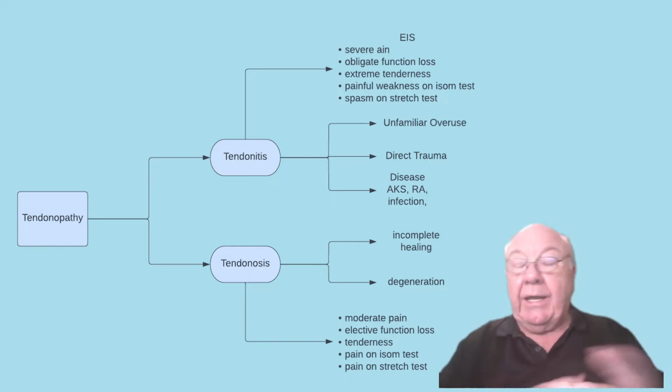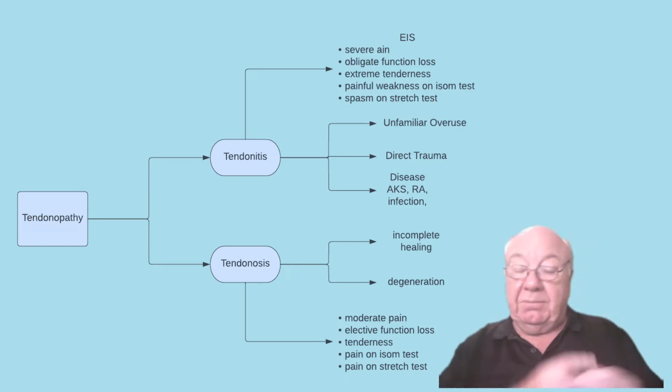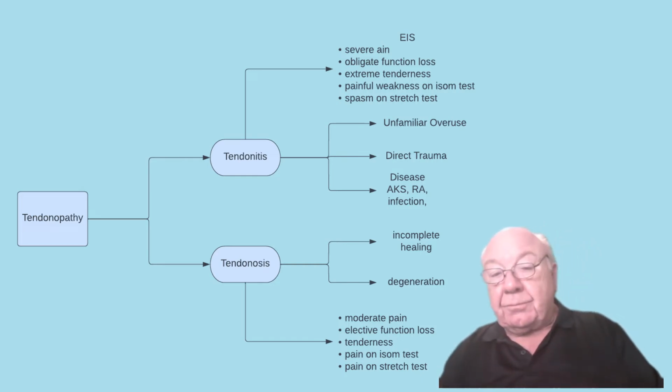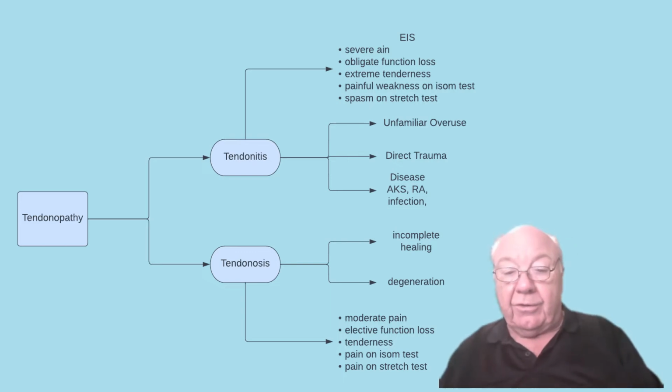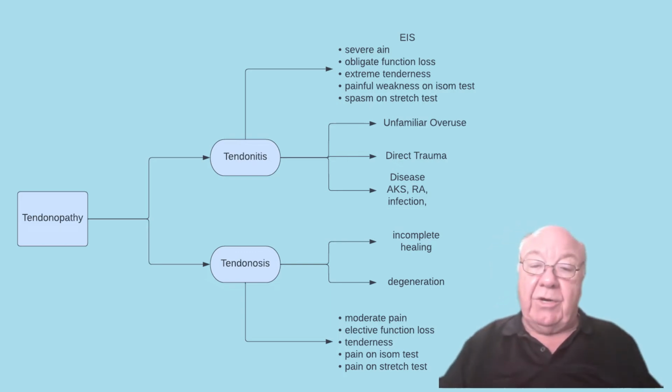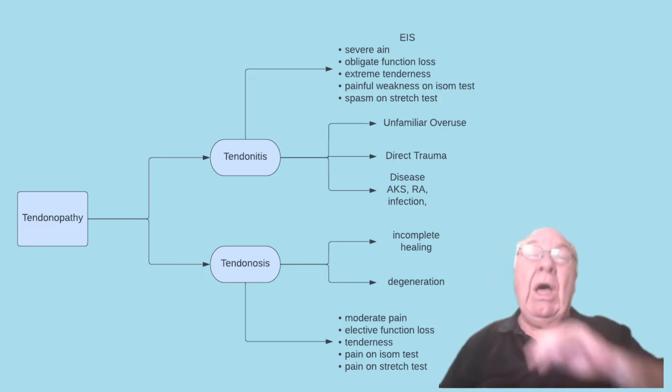Tendinosis, incomplete healing. So they've had an injury to the tendon, usually traumatic, and it's just not healed properly. So you've got probably scarring and adhesions in there, and it's just not healing, so it turns chronic, and this is now tendinosis. Or it's caused by degeneration of the tendon. And this is what we see with the patients we're talking about.